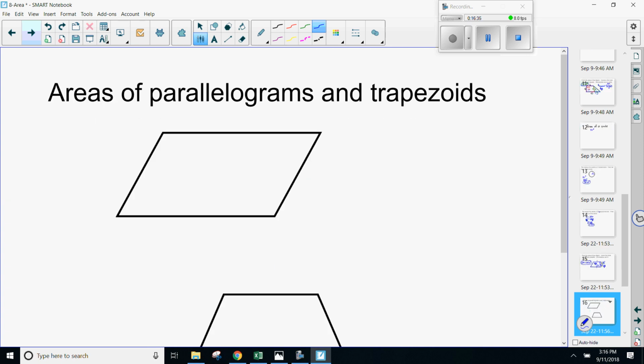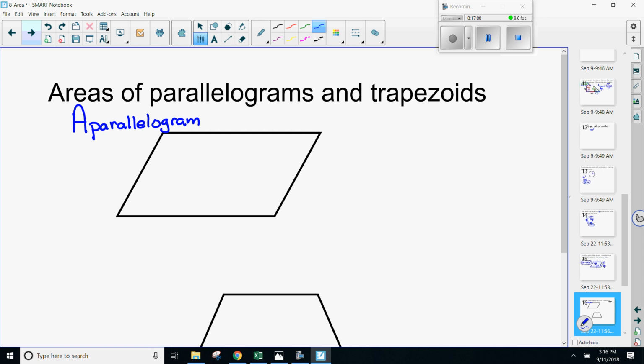What's that figure? Parallelogram. It has 2 pairs of parallel sides. Do you know the formula for area of a parallelogram? If you don't, you might want to write it down. Area of a parallelogram.